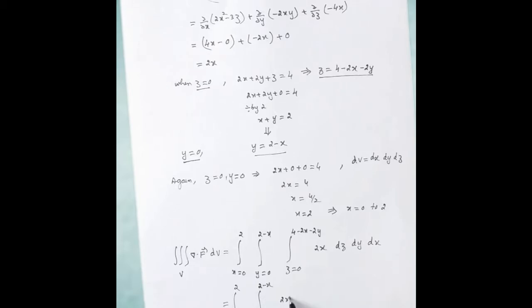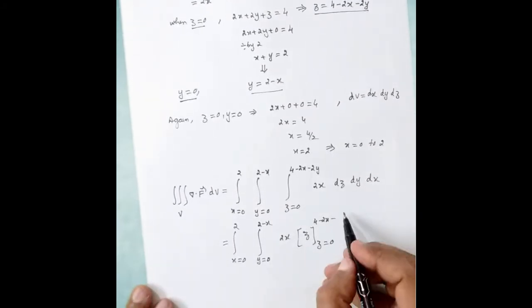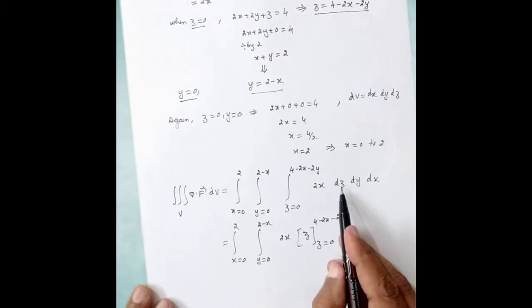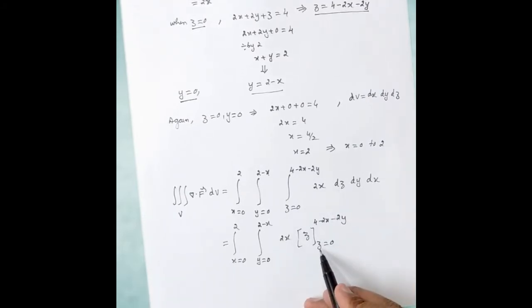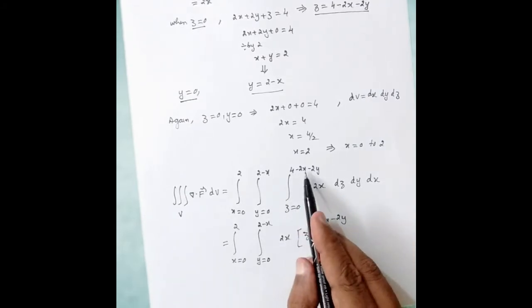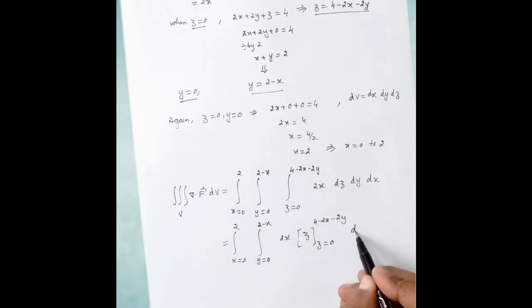This 2x is a constant. You have to integrate with respect to z. Integral of dz will be z. Limit values for z is how much? Z is equals to 0 to 4 minus 2x minus, it is 4 minus 2x minus 2y. Integration of dz is z. Limit values for z will be 0 to 4 minus 2x minus of 2y. Then this dy and dx will remain as it is.